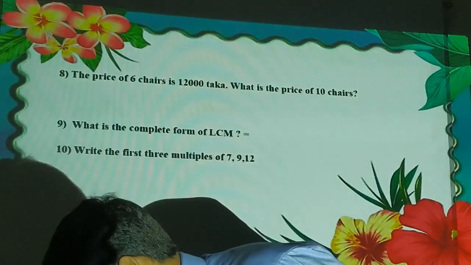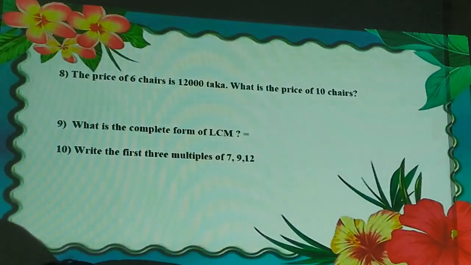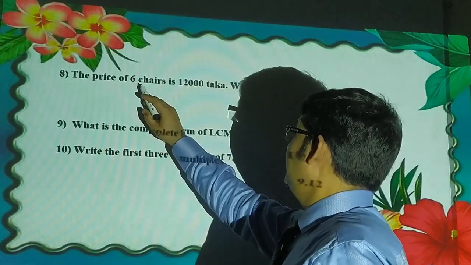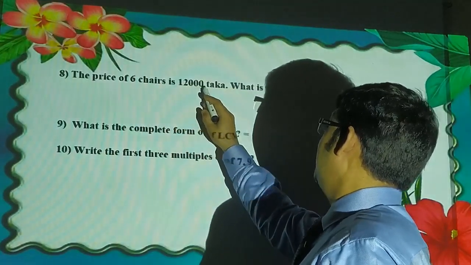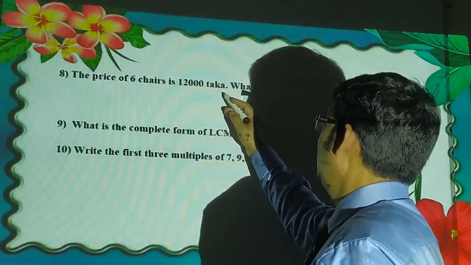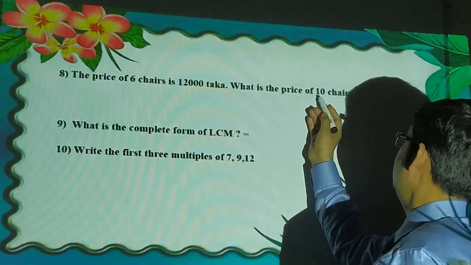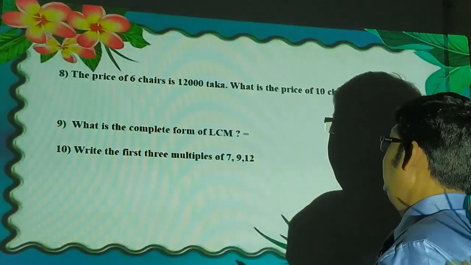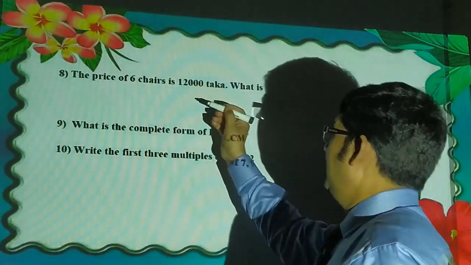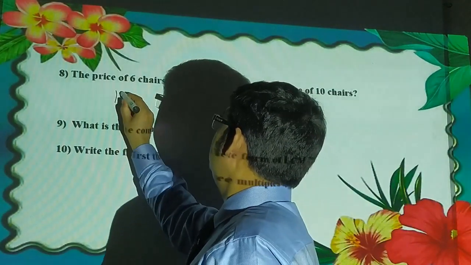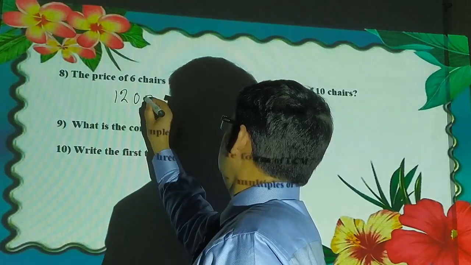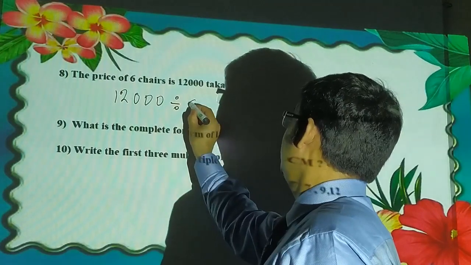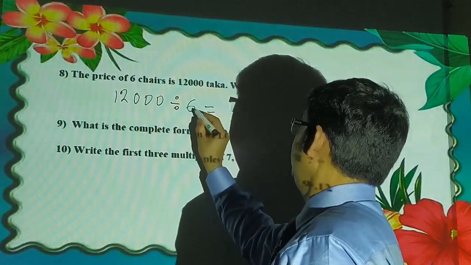Okay. So here, given the price of 6 years is 12,000 taka. Okay, so what is the price of 10 years? Okay, my student, you see 10 years. Okay, so at first you solve the 12,000 divided by how many years? 6 years, divided by 6.